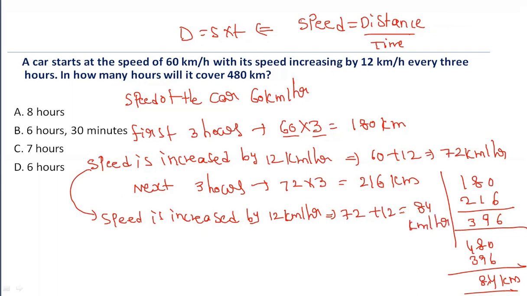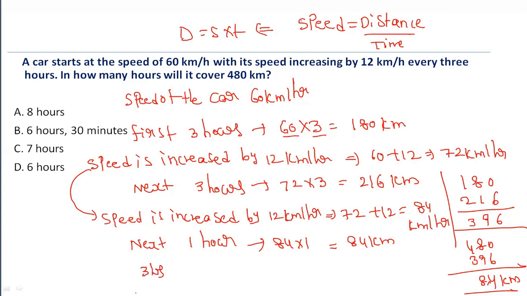As per the distance value that you see here, for the first 3 hours, 180 kilometers, and for the next 3 hours, 216 kilometers, totally out of 480 kilometers, 396 are done. That means for the next 1 hour, if he can travel the next 84 kilometers, with the 84 kilometers per hour speed, 1 hour if he can travel, he will be covering that remaining 84 kilometers, right? Yes or no?